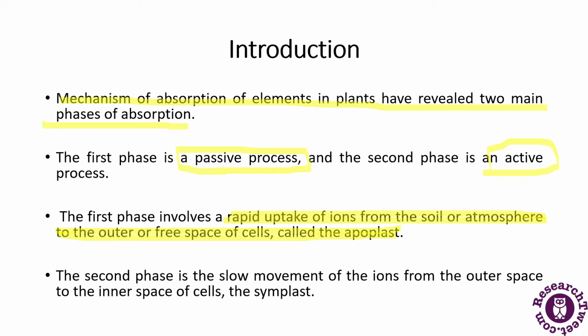Now the second phase is a slow movement of the ions from the outer space to the inner space, and that is called the symplast. So these are the two main phases of absorption. We will be discussing the apoplast and symplast in detail.